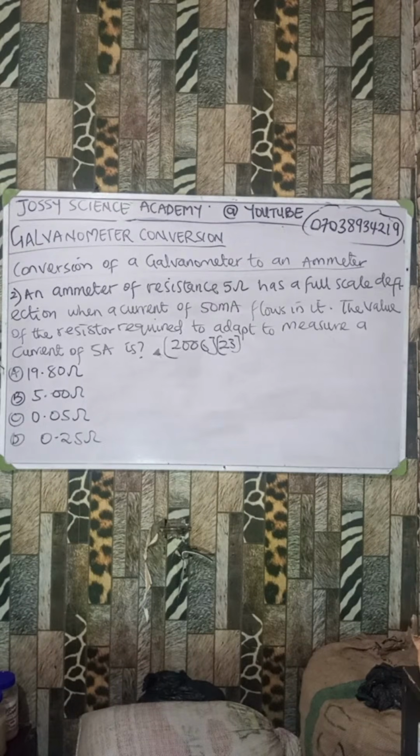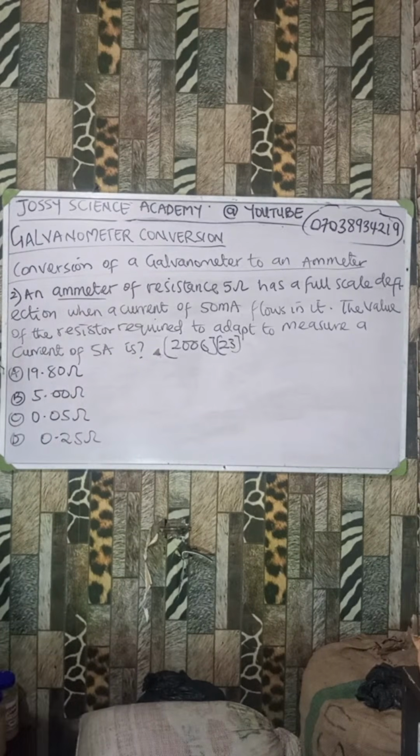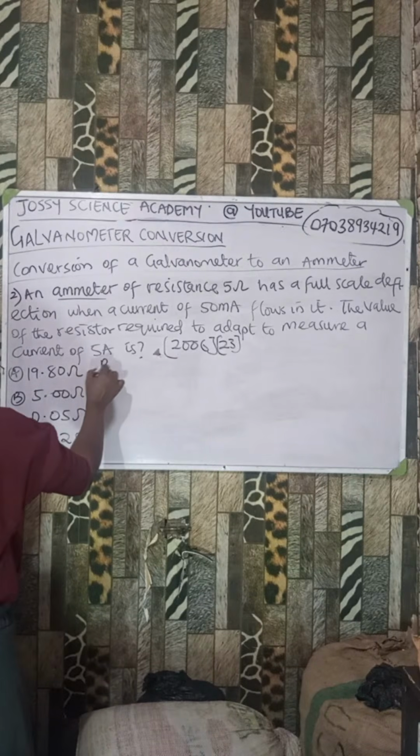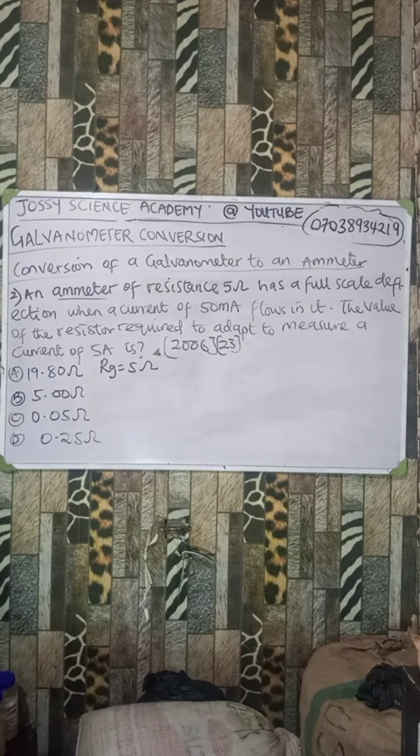All right, let's solve. Let's just solve for the sake of those people that have not attempted it or don't know how to do it. Now the question says an ammeter of resistance 5 ohms. Once you hear the word ammeter, you're talking about what? Galvanometer. Don't mind the English, that's how they used to write it. An ammeter of resistance 5 ohms, so that means resistance what? 5 ohms has a full scale deflection when a current of 50 milliamperes flows in it.